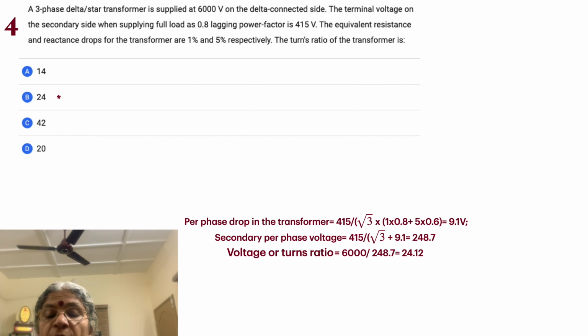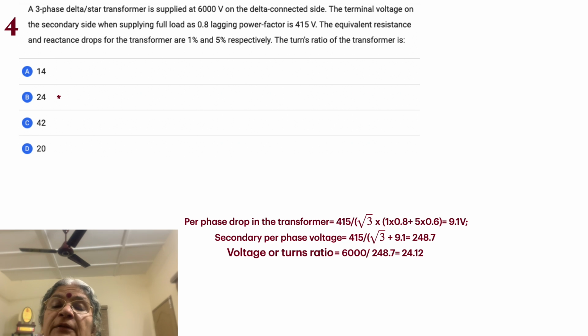Now we need to have, so it's only supplying the voltage. It's not actually the voltage at the secondary. It is supplying at 450 volt. That's the voltage at the terminal. Is the terminal voltage, and then this voltage is across a 0.8 lagging power factor load. So far so good. So let's see per phase drop in the transformer. Now we are trying to find out the drop in the transformer. Why? Because this drop is mentioned as 1% and 5%.